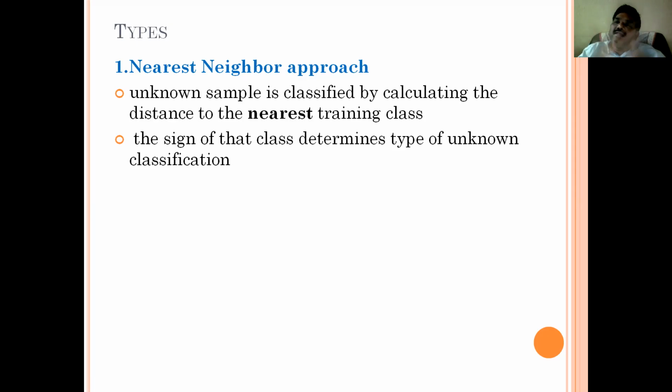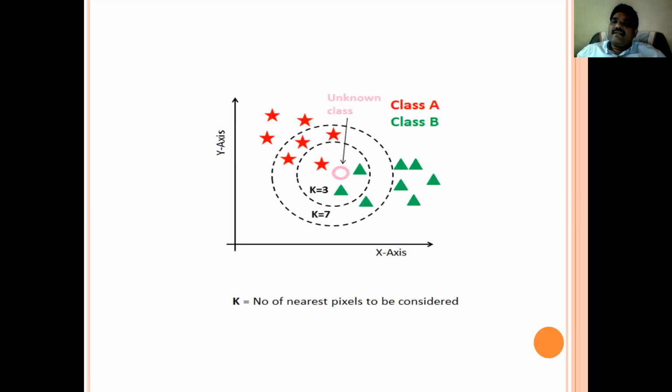There is a difference of approach. See here, have a look over here. What is this? Nearest neighboring approach. See here, 2 classes are there, class A and class B. Once the algorithm has been given by the analyst, the clusters are formed automatically.